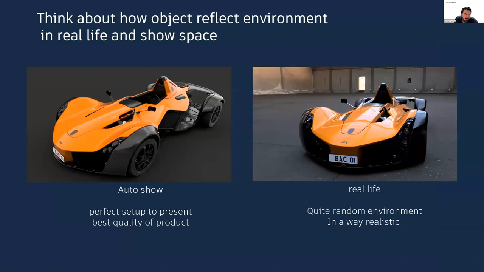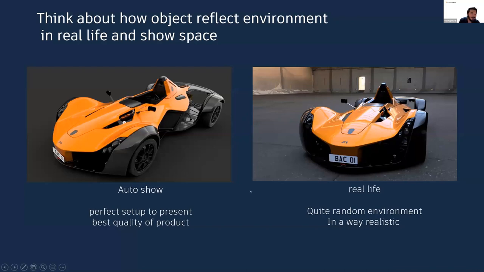Here's another setting that you might want to think about. The one on the left is like the images you see in catalogs or at an auto show, and the one on the right is in a realistic environment. Realistically speaking, the one on the right is more realistic, but to understand the form and shape of it, the one on the left is easier to see because it doesn't have additional unnecessary reflections running on it. So being realistic and being real on the form are different ideas, okay?